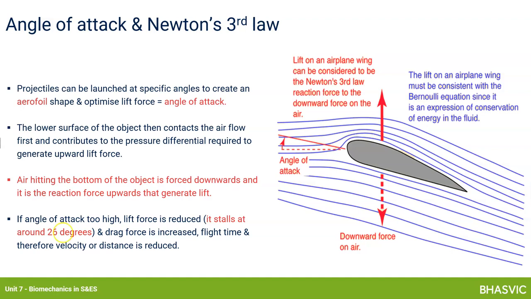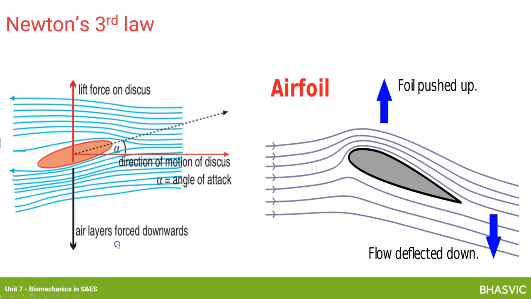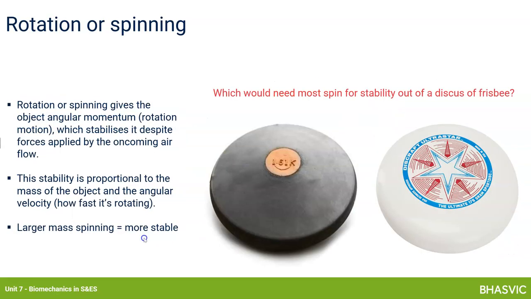Too little and there won't be any lift. Again, just simple diagrams to show a discus that's traveling left to right, having an angle of attack and airflow being directed down around it. An aeroplane wing coming right to left, the downward directed force and the upward force. Just an additional bit of information: frisbees, discus, this applies to these.